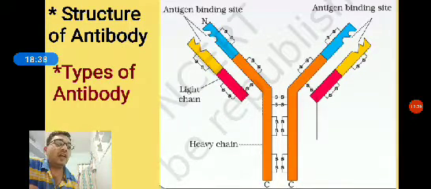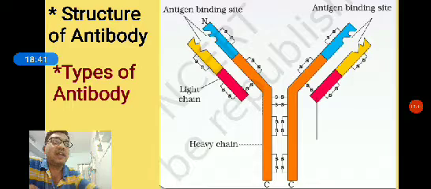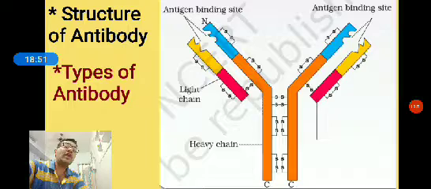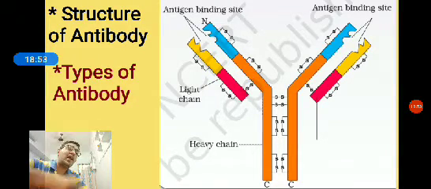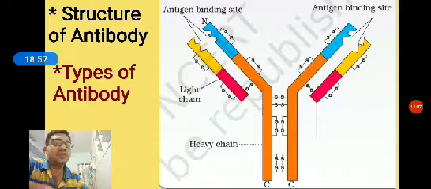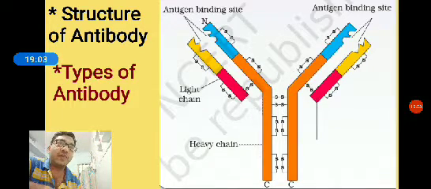The next topic is the difference between antigen and antibody. The antigen is also called immunogen. Antibody is also called immunoglobulin. Antigen stimulates the production of antibody. Antibody is produced in response to antigen.